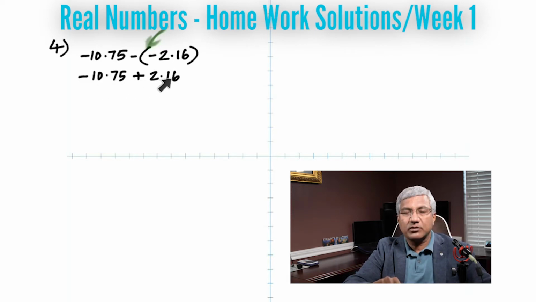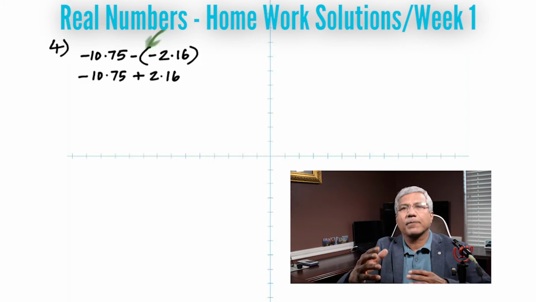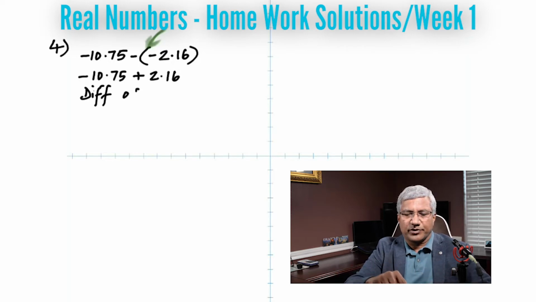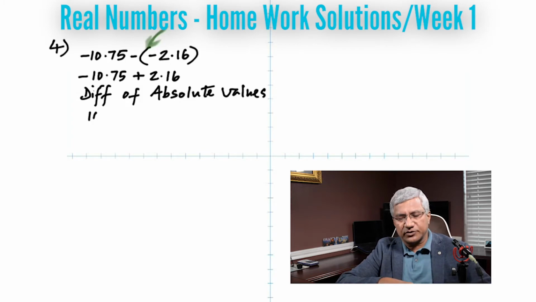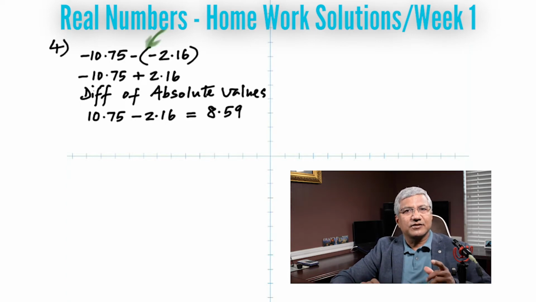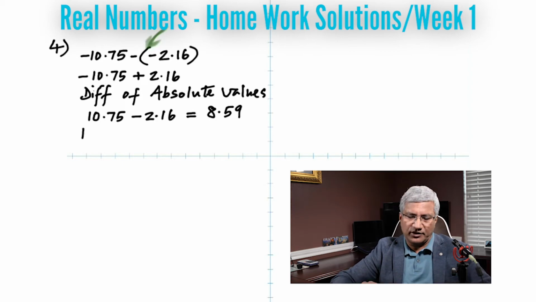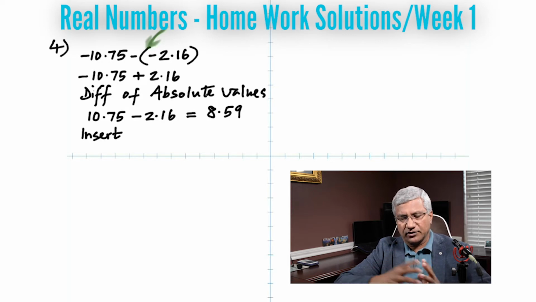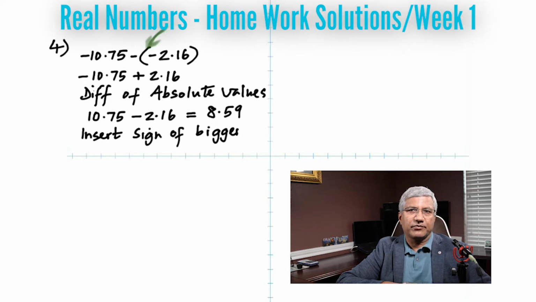Then, as we did before, you're adding a negative number with a positive number. Therefore, we take the difference between their absolute values and insert the sign of the bigger number. The bigger number is this one, so the final sign is negative. The difference of their absolute values is 10.75 minus 2.16, which gives 8.59. Now insert the sign of the greater number, which is negative. So the final answer is negative 8.59. That's how we do that.